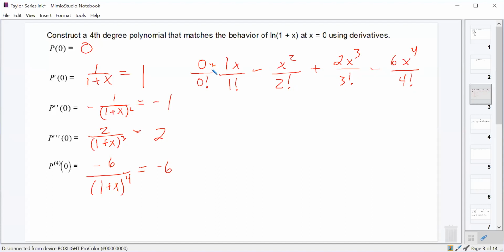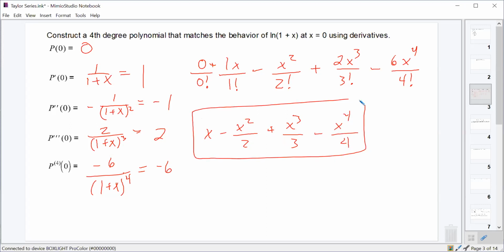First term is just 0 over 1. My computer just made some weird noises. So that's just 0. We can get rid of that. Next term should just be x. Next term should be x squared over 2, then plus, and then minus x to the fourth over 4. And so that is our fourth degree Taylor polynomial that should represent the function natural log of 1 plus x at x equals 0.